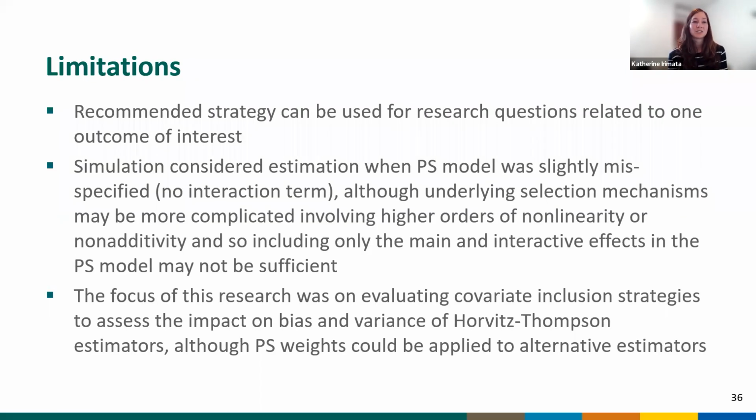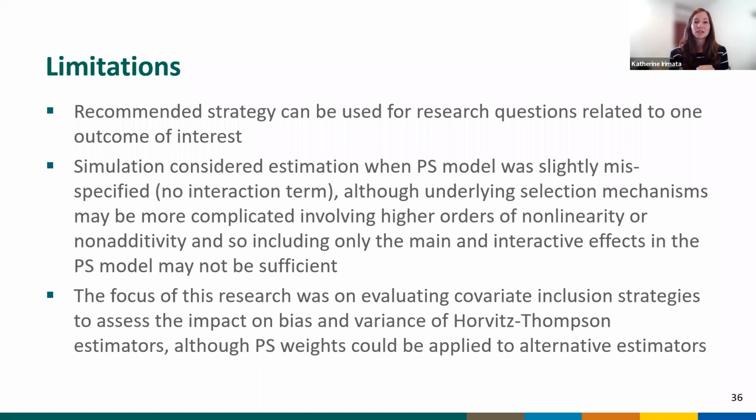A couple of limitations just to note. The first is that this research was really conducted with a single outcome of interest in mind. And so if you're interested in looking at multiple estimates of the mean, I think there's additional research that needs to be done on which variables need to be included in your adjustment, in the propensity score adjustment.